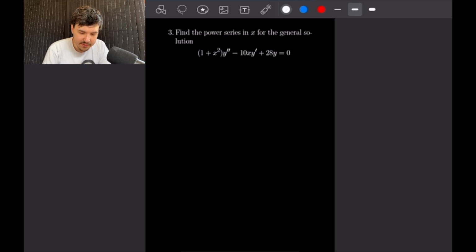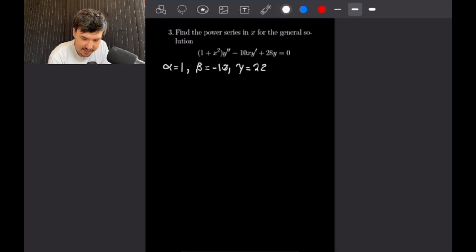So to begin, just like the other two problems, let's go ahead and extract the coefficients for this differential equation. So our alpha is just going to be equal to 1 as we have no coefficient on our x squared term there. And then our beta will be equal to negative 10. And lastly, our gamma will be equal to our 28 there.